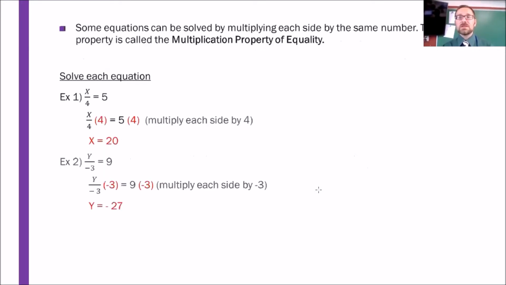Some equations, sorry, I can't see what I'm reading here, can be solved by multiplying each side by the same number. That's called the multiplication property of equality. So you can see we have x over 4, which is the same as divided by 4. Remember, a ratio or a fraction is the same as dividing. So we multiply by 4 on both sides, we get x to be 20. And if it's a negative, remember to multiply by the negative number. In this case, 9 times a negative 3 is going to be a negative 27.